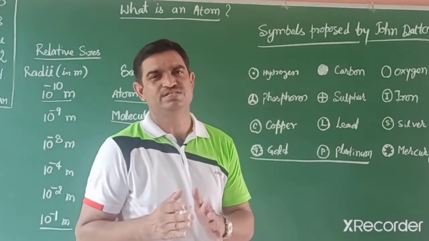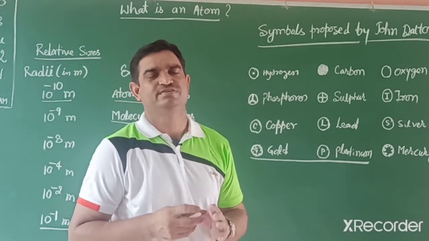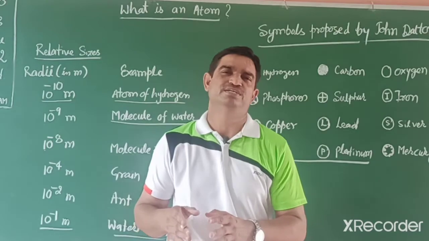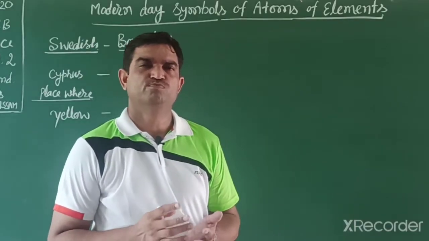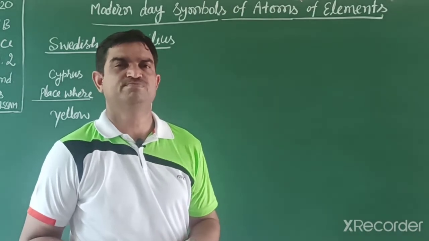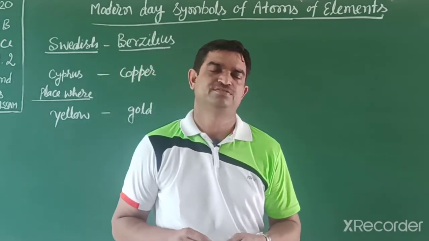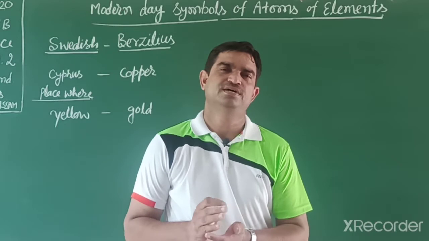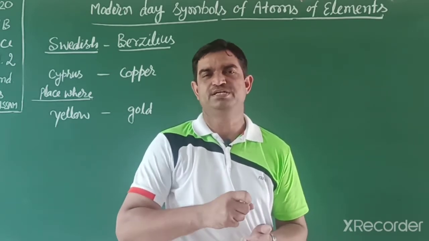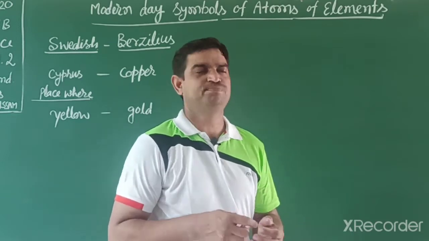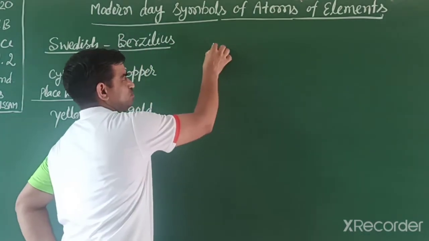The first letter is always uppercase, meaning a capital letter. The second letter is a small letter, or lowercase. Students, the modern-day symbol was suggested by the Swedish chemist Berzelius. We write the symbol of any element by 1 letter or 2 letters from its name. For example, we can write hydrogen.